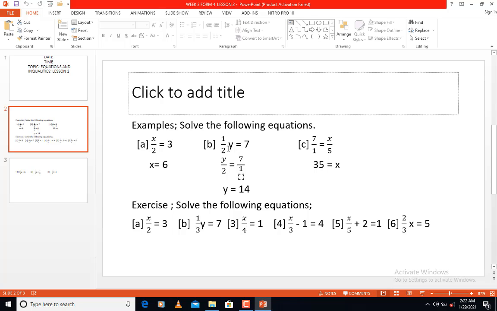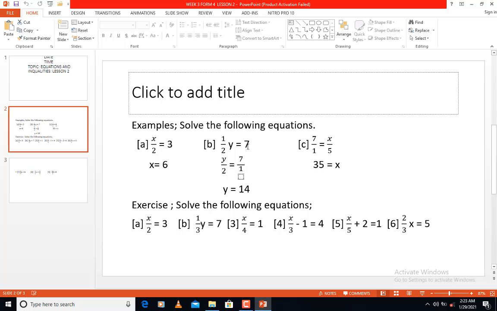Now, example number 2. 1 over 2y is equal to 7. This one can be written as y over 2 is equal to 7. As you can see here, I'm making them uniform. This is another method, so that you don't make mistakes. Y over 2 is a fraction. You can make 7 also a fraction by using 1.